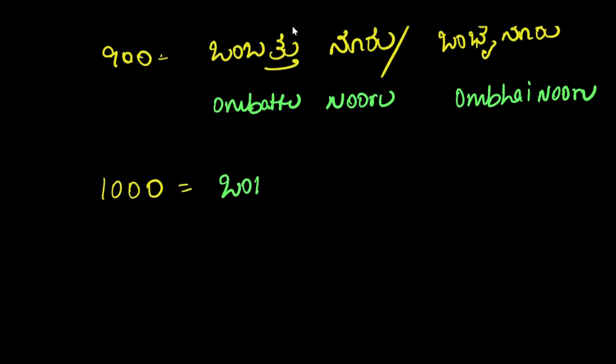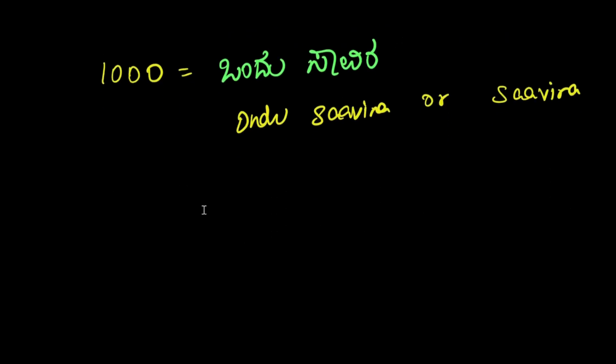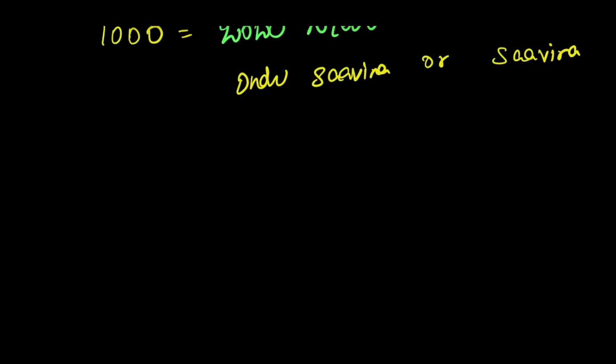You can pronounce it as Ondu Savira, or just Savira is also fine. If you pronounce 1000 as Ondu Savira or just Savira, both are fine. So 2000 is Eradu Savira, 3000 Mooru Savira, Nalku Savira, Aidu Savira, and it goes on.